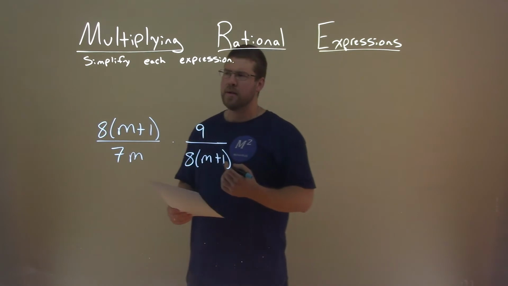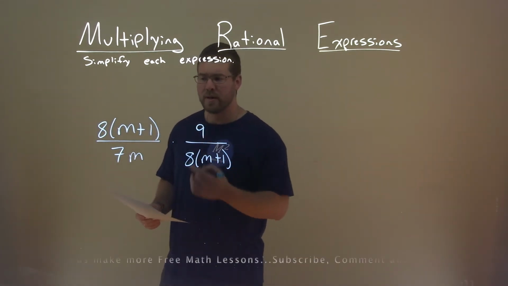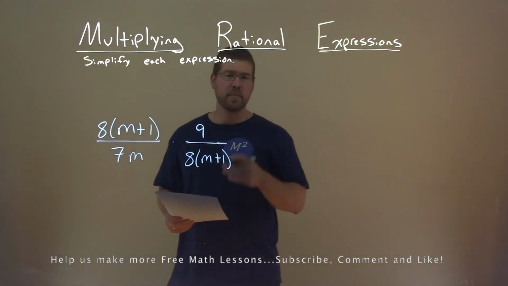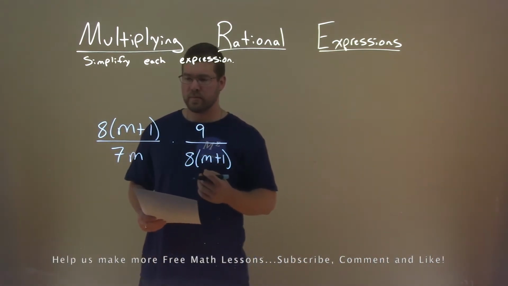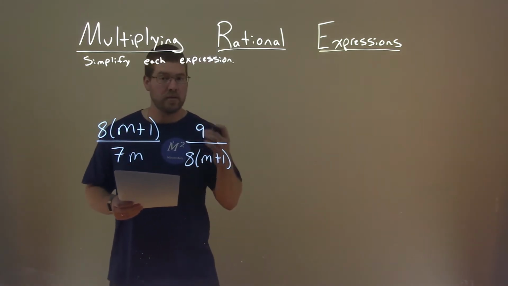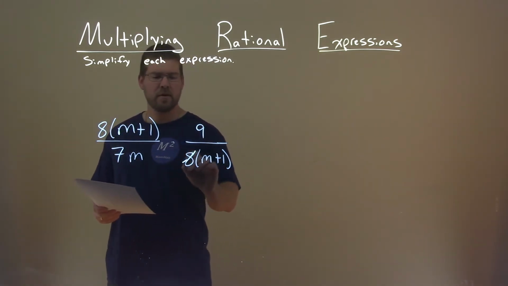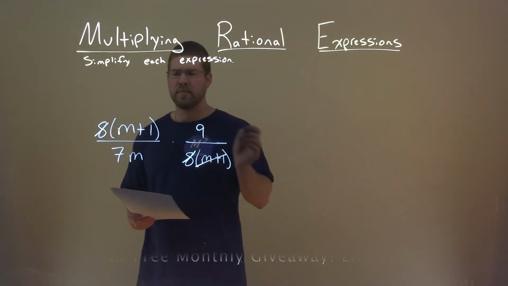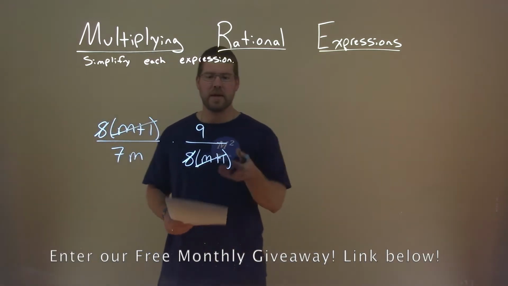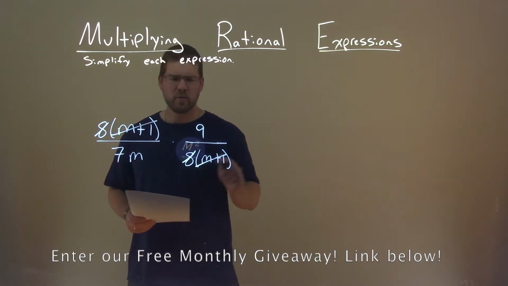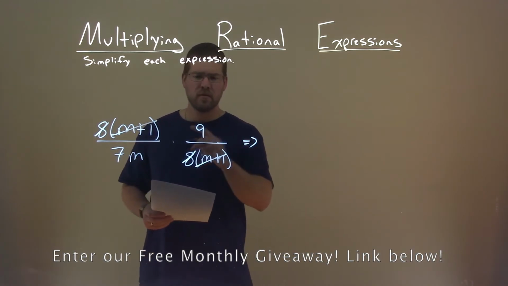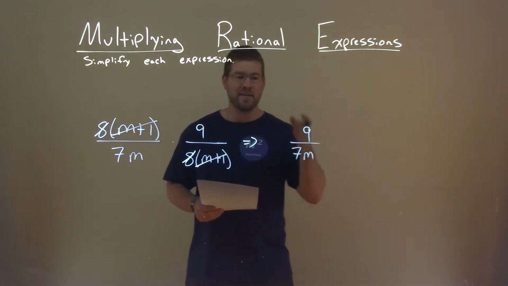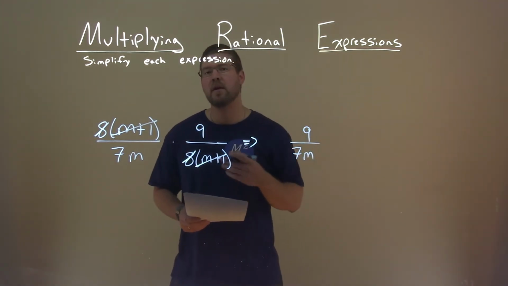We're given this problem right here. 8 times m plus 1 divided by 7m times 9 divided by 8 times m plus 1. And we want to simplify this expression. I'm looking for things that I can easily cancel out. I see an 8 in the denominator, cancels. 8 in the numerator, cancels. m plus 1 in the denominator, as well as m plus 1 in the numerator. We can cancel each other out. And nothing else really jumps out to me that can cancel out. So we bring the 9 over, we bring the 7m over in the denominator, and that's it. 9 divided by 7m is our final answer.